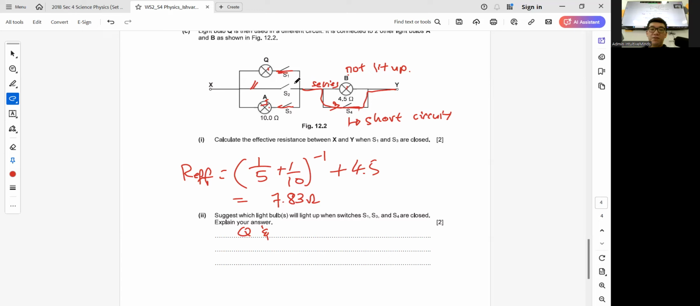Okay, when you close this and this, S1 and S3, that's fine. They will light up. Q and A will light up. B will not light up.